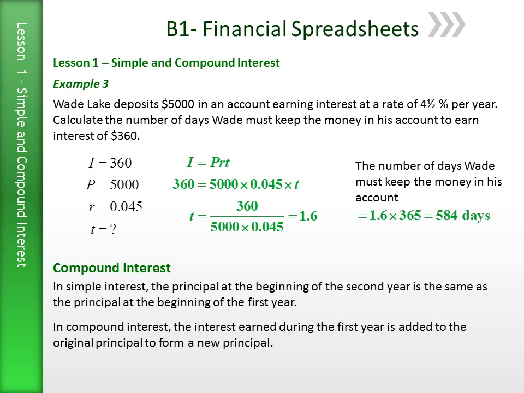We're going to move on now to compound interest. In simple interest, the principal at the beginning of the second year is the same as the principal at the beginning of the first year. The principal doesn't change. In compound interest, the interest earned during the first year is added to the original principal to form a new principal.